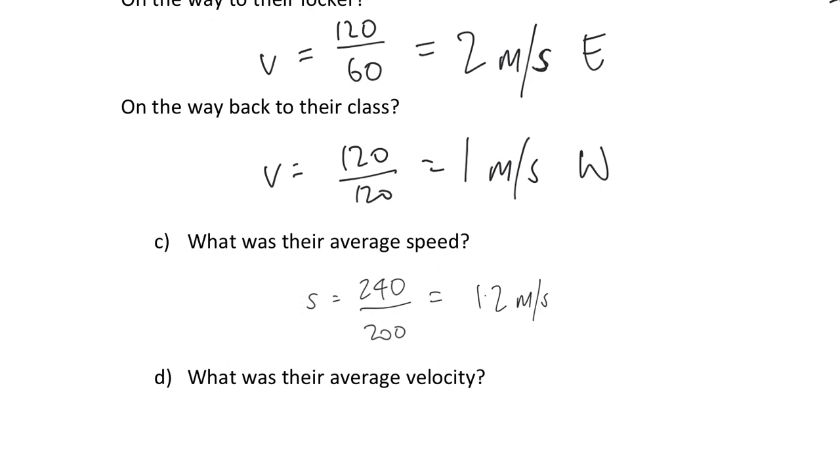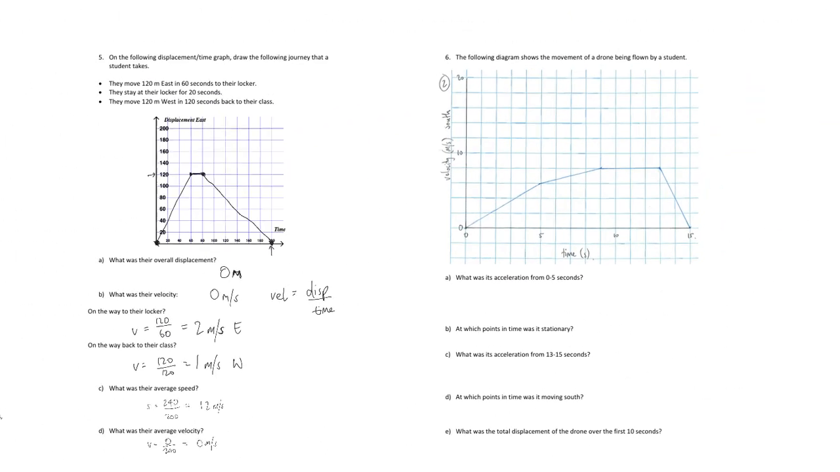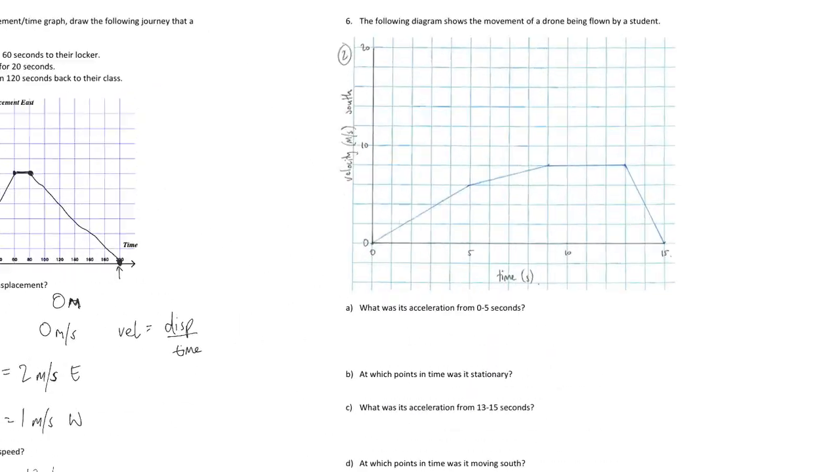Right, what was their average velocity? Their velocity is 0 over 200, which is 0 meters per second. Right, because they didn't go anywhere. Right, and then finally, I think this is the last one.